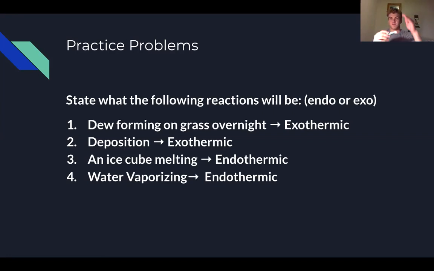Ice cube melting, you're going from a solid to a liquid. So that is also endothermic, right? You're releasing energy, or sorry, you're not releasing energy with an ice cube. You are absorbing energy because you have a solid here, and then it's going to a liquid. And then water vaporizing, same thing. You're going from a liquid to a gas. So vice versa of the dew forming on the grass, you're going to have the opposite effect where the water is evaporating into the system. So hopefully those are pretty straightforward.